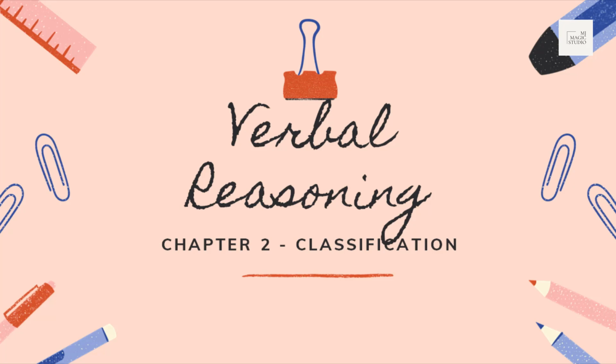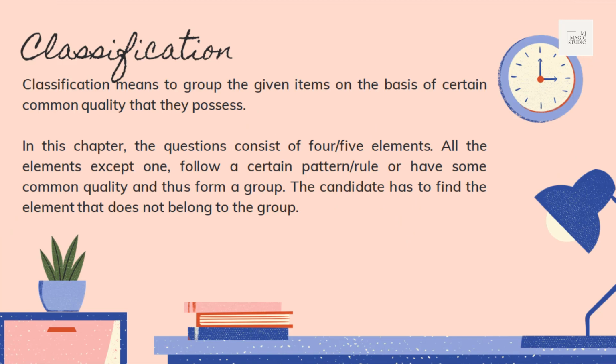We are on with our series on verbal reasoning, and today we'll take up chapter 2, that is classification. First things first, let us know what we mean by classification. Classification means to group the given items on the basis of certain common quality or character they possess. They must have a same type of quality. We need to identify and classify them into one single group.